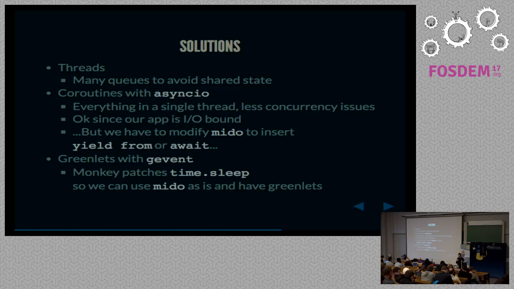So solutions for that, there are many. I could have used threads, so I would have had many queues to avoid shared state. A simpler solution is to use coroutines with asyncio, for example. So everything is in a single thread there, so we have fewer concurrency issues. And it's quite okay because our app is IO bound. It doesn't use a lot of CPU. It mainly waits for inputs and sends outputs.